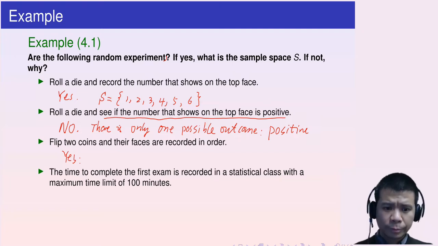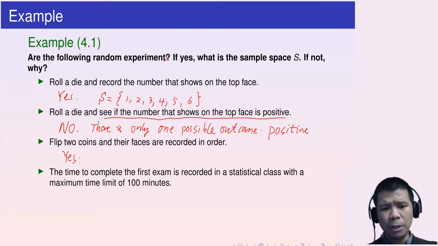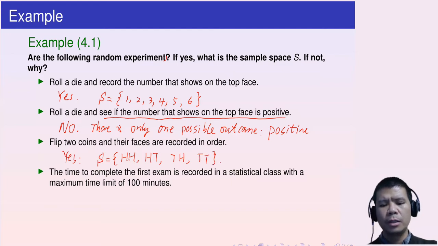So there is more than one possible outcome, and the sample space is what? Both heads, HH. The first is head, the second is tail, HT. The first is tail, the second is head, TH, or both tails, TT. I believe that's all we have. There are no other possible outcomes. So very good, we have the sample space listed here.